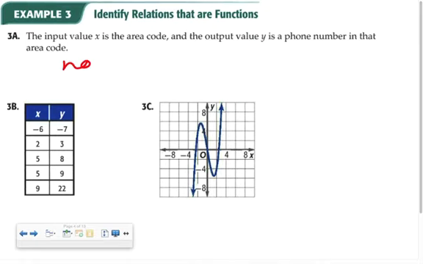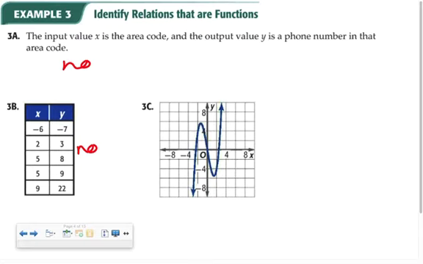Part B, I look at my X column and I notice that there's two 5s in it, which means if you look at the right-hand column, input of 5 has two possible outputs, 8 and 9. That means it is also not a function.